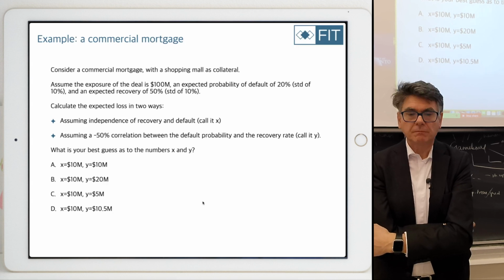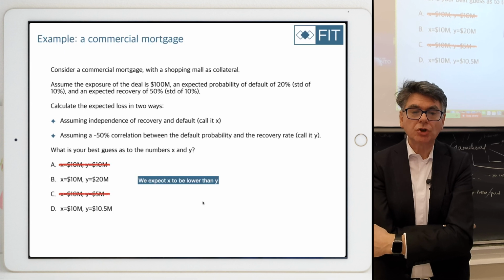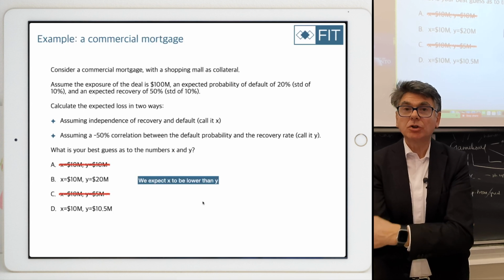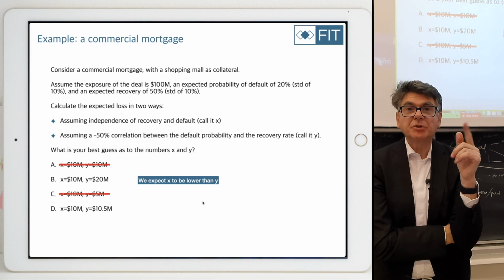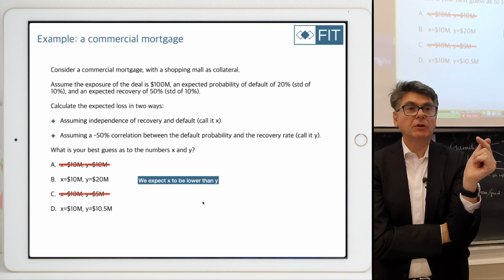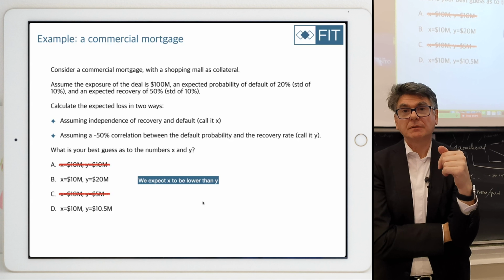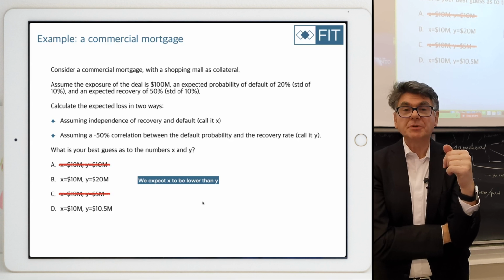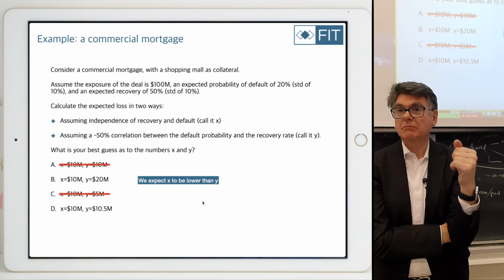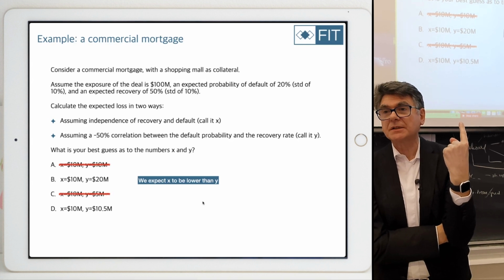Let's use the intuition first. So A and C should not work, right? Why? Let's go to the financial intuition. Non-mathematicians would know that because we just went through this, right? If the probability of default gets worse, the recovery is worse, so that's very bad. That means that Y should be higher than X. Intuitive. Y should be higher than X, right?